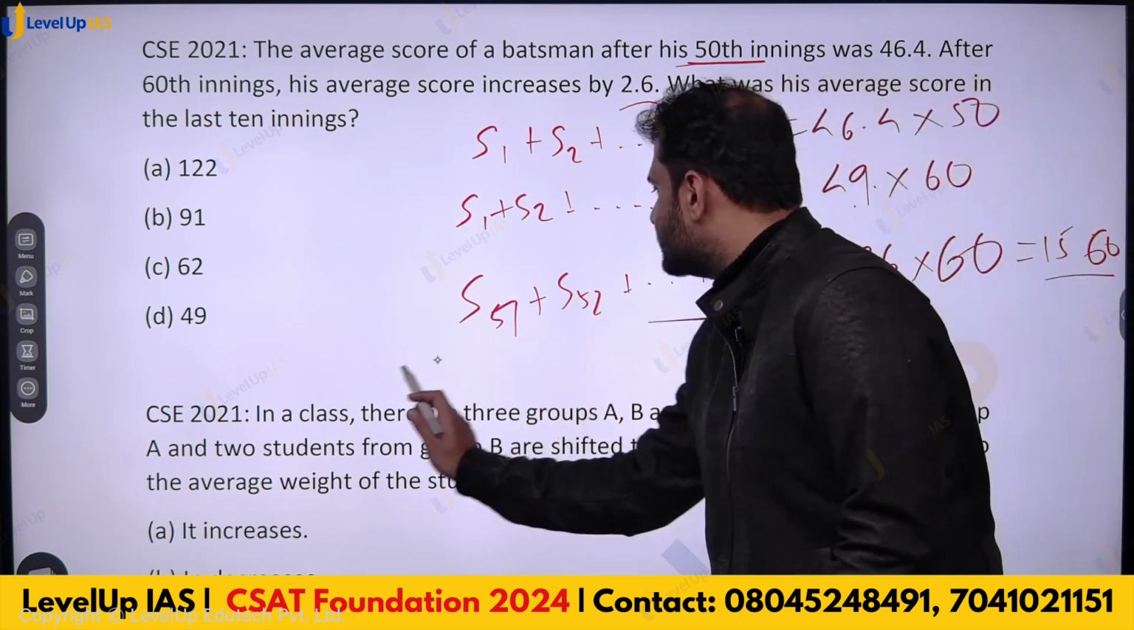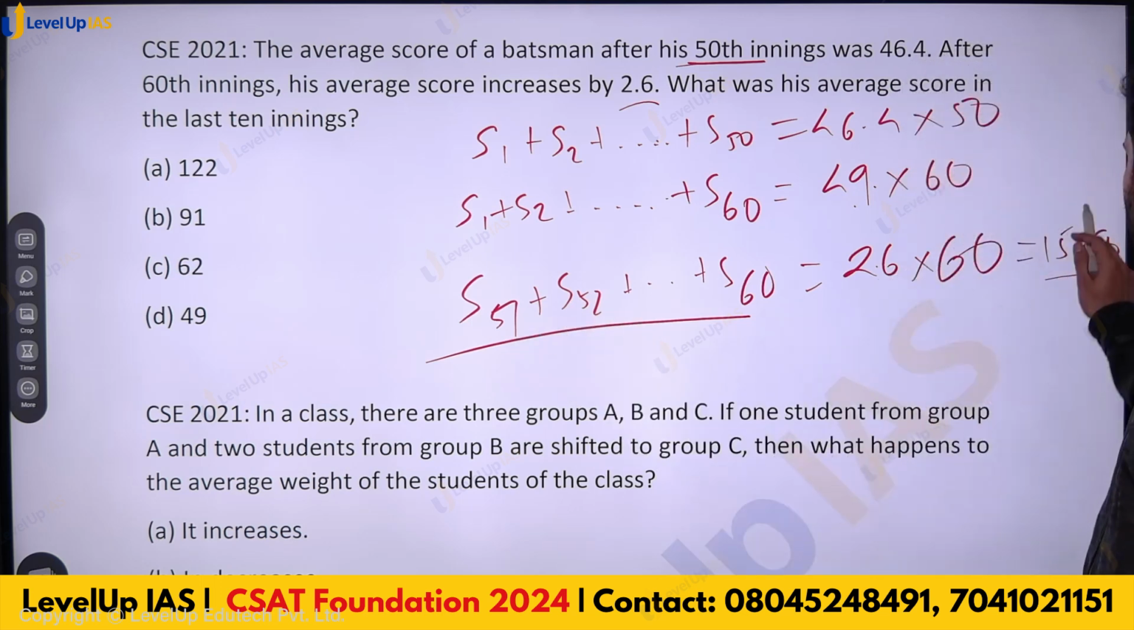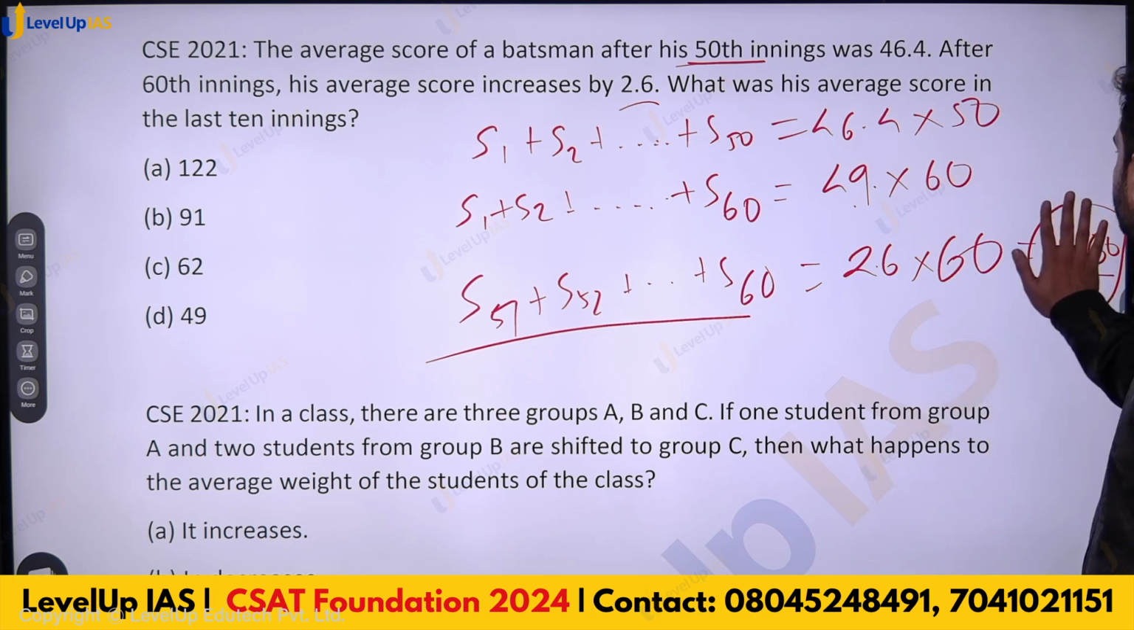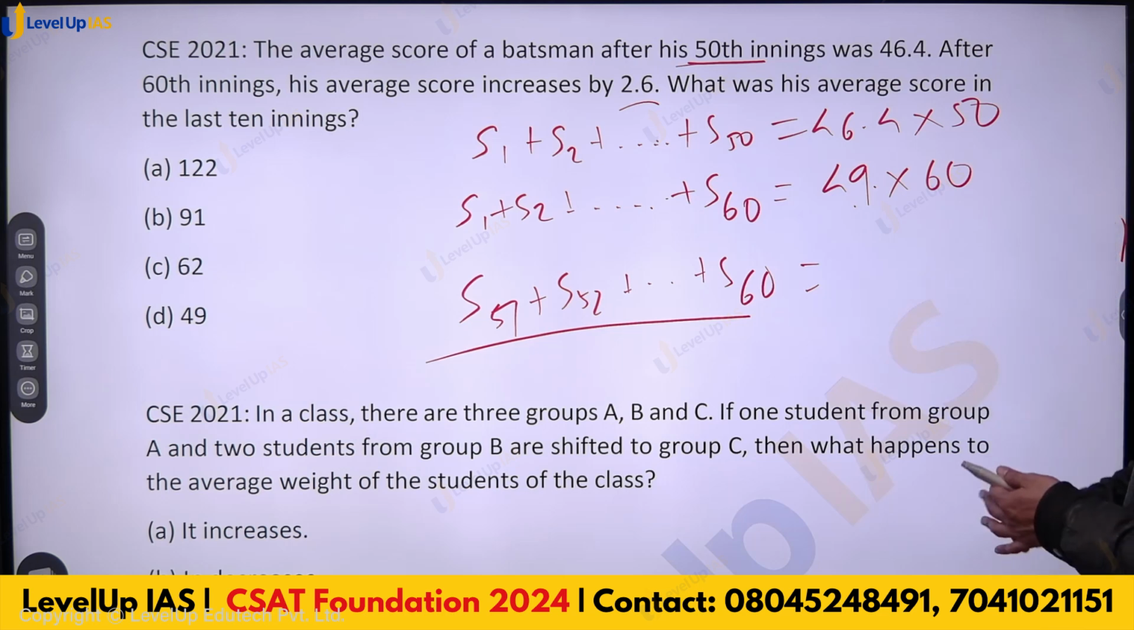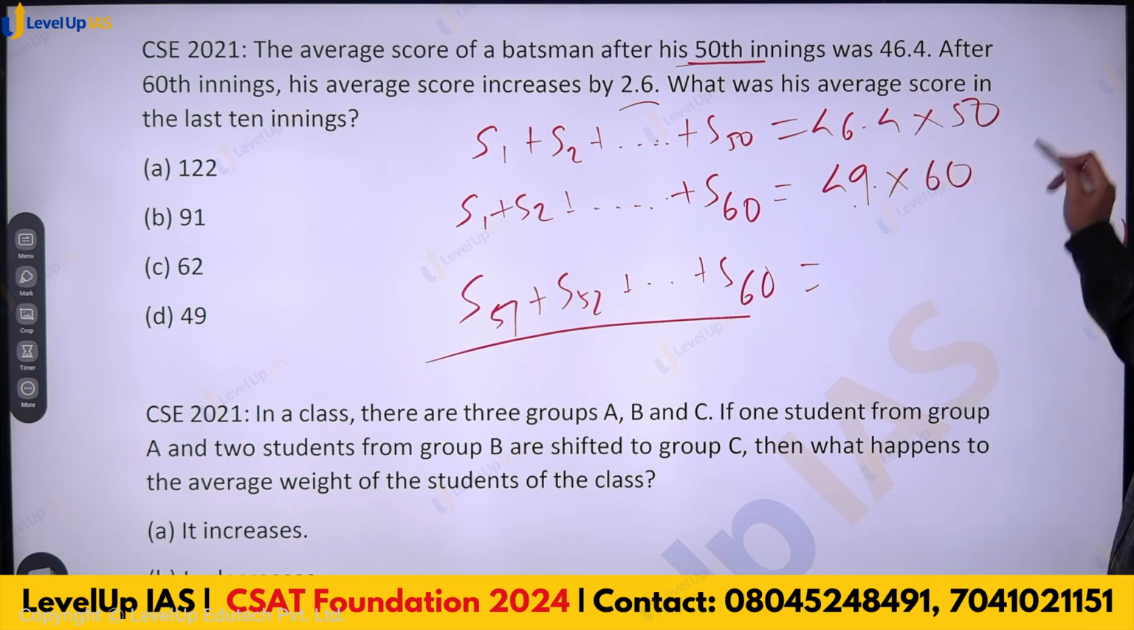1560. So that is the sum of scores of last 10 innings. So what is the average? Average is nothing but sum divided by 10. Have I made some mistake? Okay, this is the mistake. This is not true. This is 49 into 60. This is 46.4 into 50. So we need to calculate that difference.